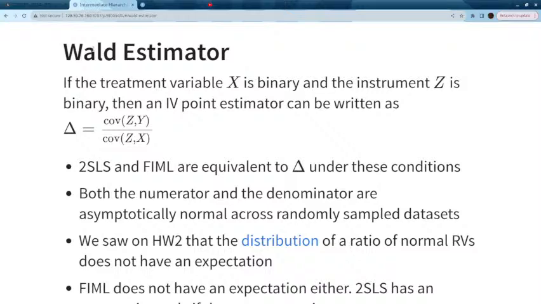So this estimator, full information maximum likelihood, doesn't have an expectation either. Two-stage least squares only has an expectation if it's over-identified, which is to say you have more instrumental variables than you have endogenous variables that you're trying to instrument. Usually you just have one of each, in which case two-stage least squares doesn't have an expectation either. So the reason why I say this is a bad estimator on frequentist grounds is that in finite samples, it's so heavy-tailed that it doesn't even have an expectation.